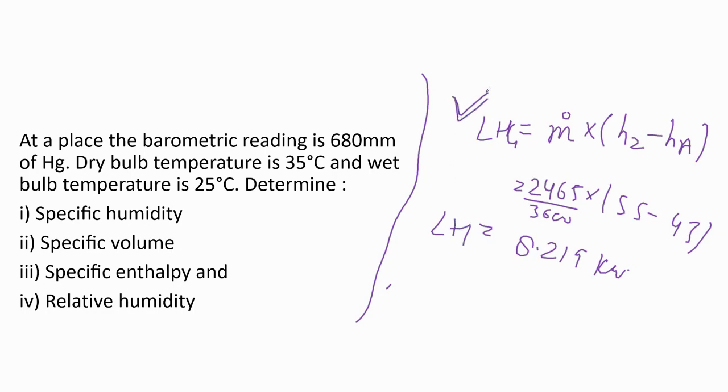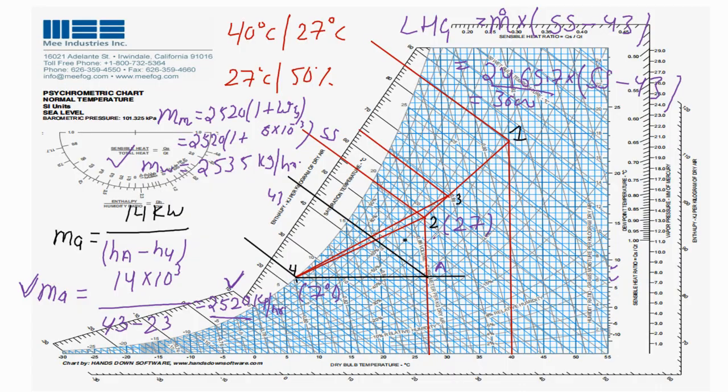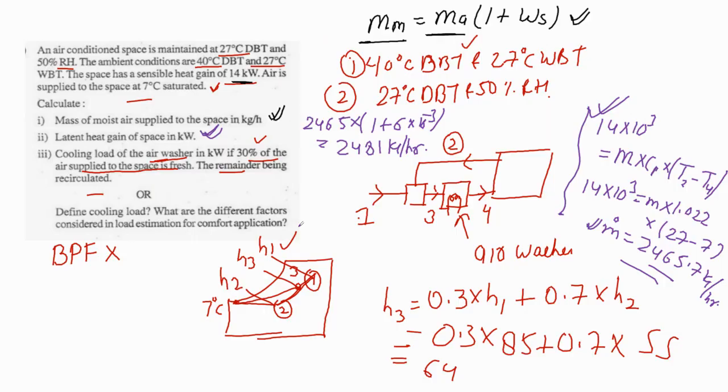Okay, so I hope you got latent heat gain, sensible heat gain. This line will give latent heat load and this line will give sensible heat load. Okay, and complete H2 minus H4 will give you total heat. Okay, always remember this thing.